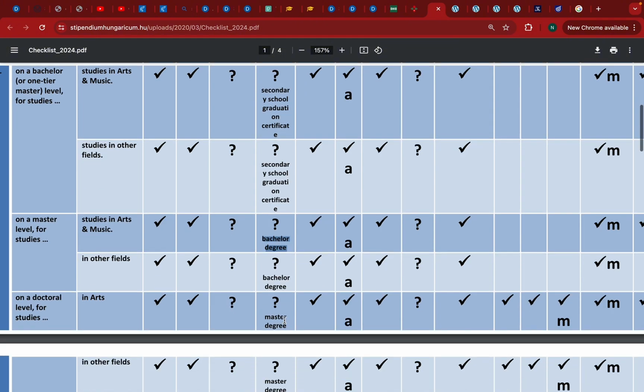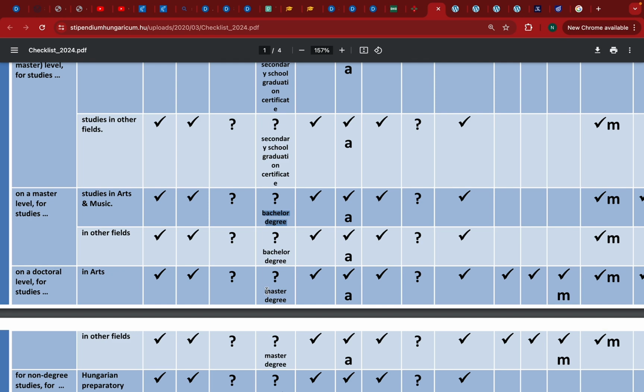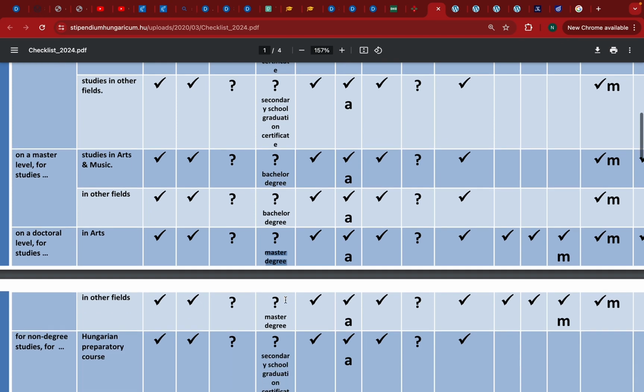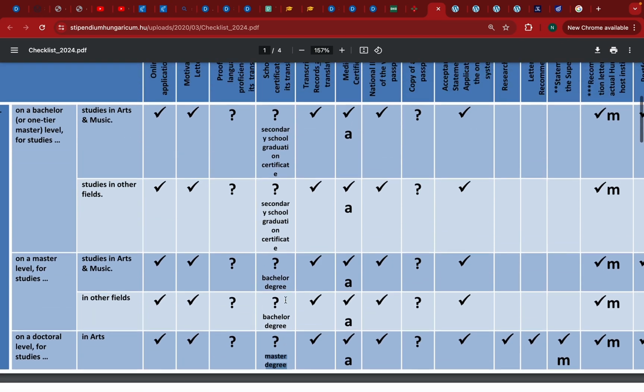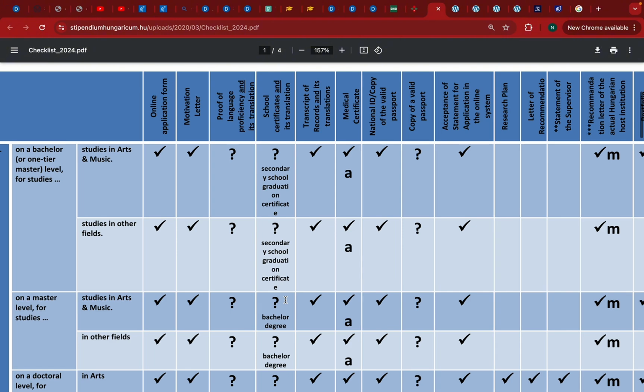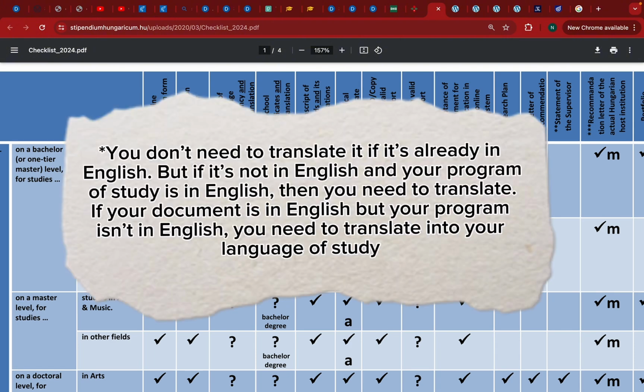and for master's level, you need certificates from your bachelor's degree, and for doctoral level, you need certificates from your master's degree. With the translation, that is for the transcripts, proof of language proficiency and school certificate, if it is not in the language of the program that you are going to study, then that means you have to translate it into the language that you are going to study.